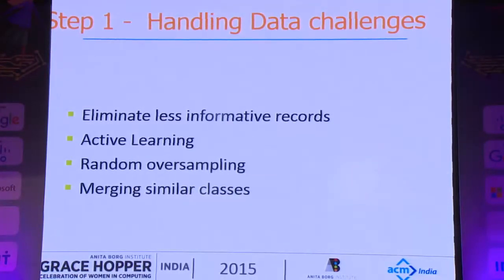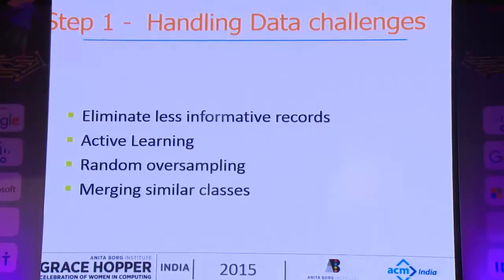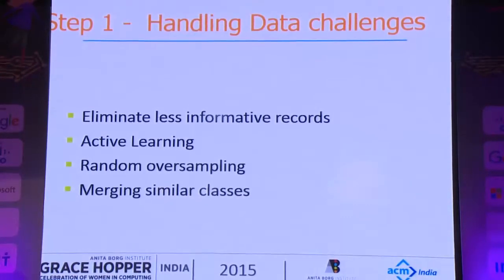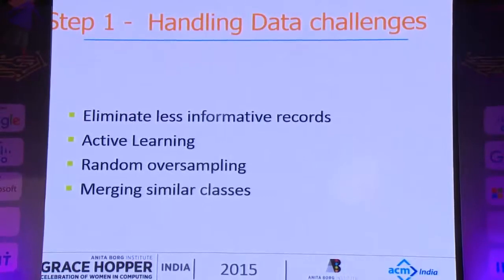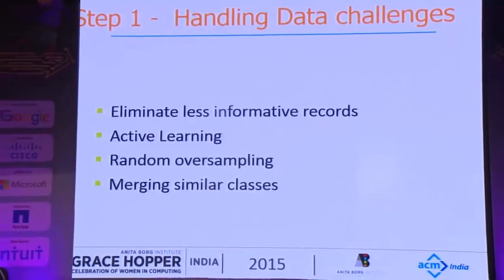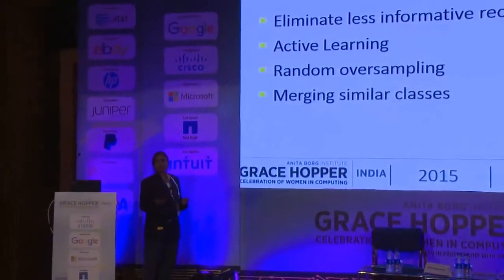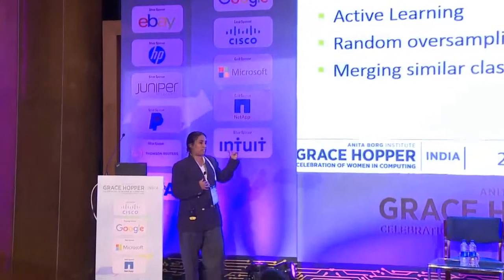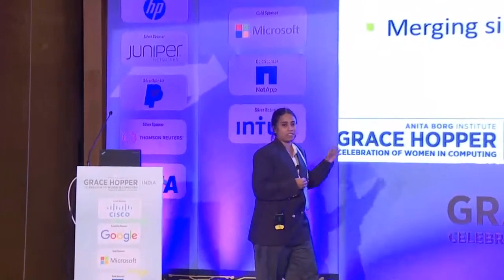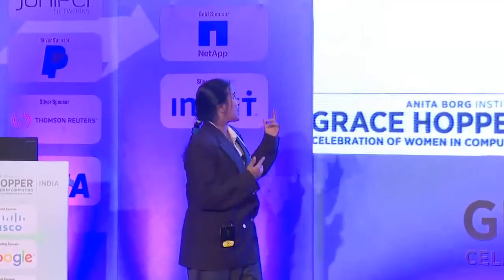Random oversampling, so this is for handling your classes with less data. What we could try is to use the classes with fewer tickets and duplicate those in a random manner. Of course, this did not work for us, but it is one of the suggested techniques. You could still try this, where you randomly oversample classes with fewer tickets and get more data for them.